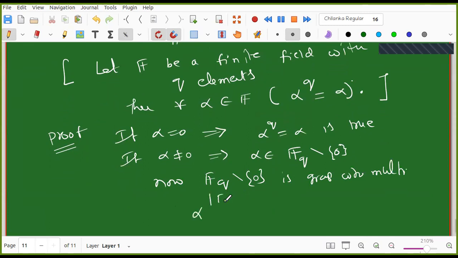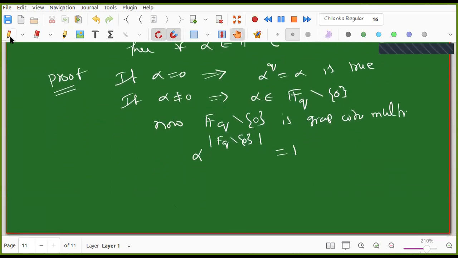Then automatically alpha power the order of F_q minus 0 is equal to 1, so alpha power q minus 1 is equal to 1. This implies alpha power q is equal to alpha. It does not require that the group is cyclic; being a group is sufficient, by Lagrange's theorem.